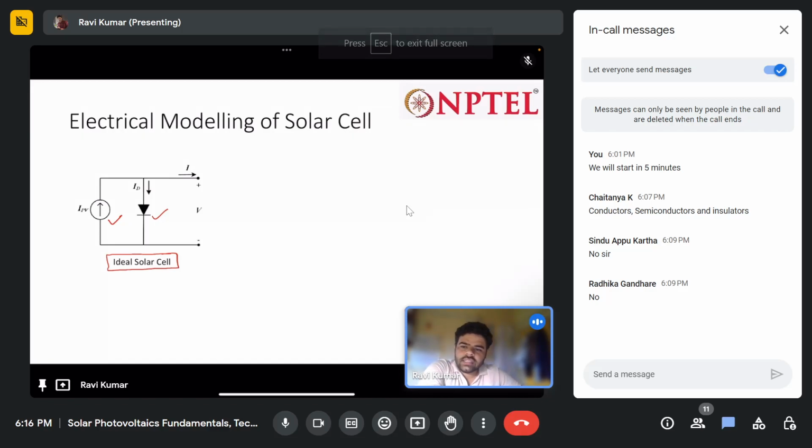So I am saying this is an ideal solar cell, but in this universe nothing is ideal. There are many phenomena which occur in a practical solar cell, so we need to consider all those phenomena in this solar cell modeling. What are those? Can anyone say? Do you know about it? You can just write in the chat box or you can speak whatever you want.